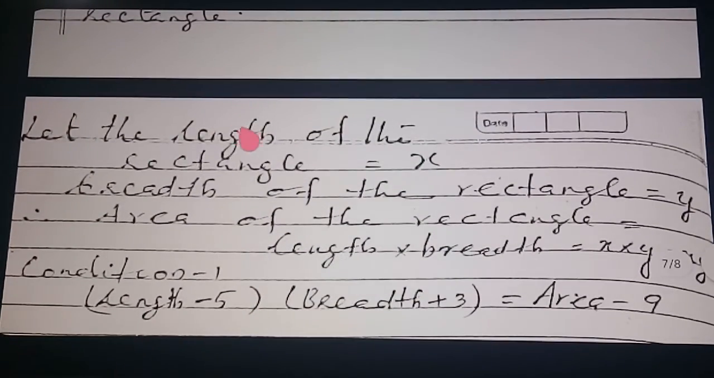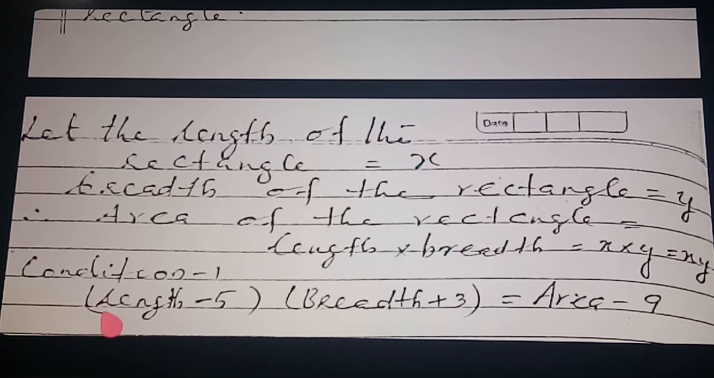See here. The length of the rectangle we take as x, one variable, and the breadth of the rectangle we take as another variable y. Then what will be the area of the rectangle? Length into breadth, so x into y. This is your original area, xy.